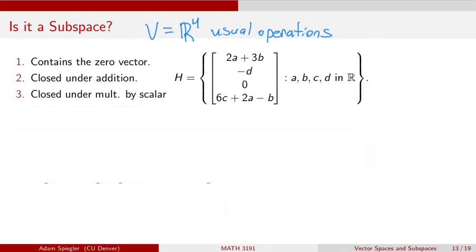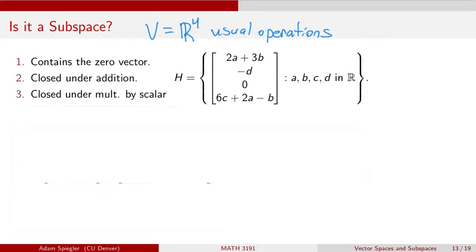All right, welcome everybody. So in this video, I want to take a look at some more examples of subsets of vector spaces and checking to see whether those subsets satisfy the three conditions required to be a subspace. So the three conditions again are, does that subset contain the zero vector? Is that subset closed under vector addition?